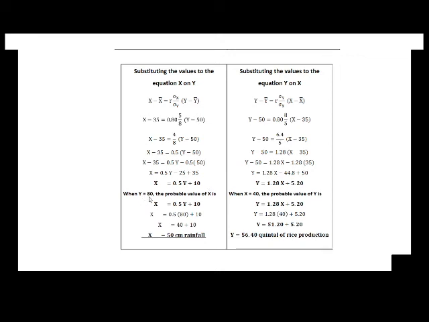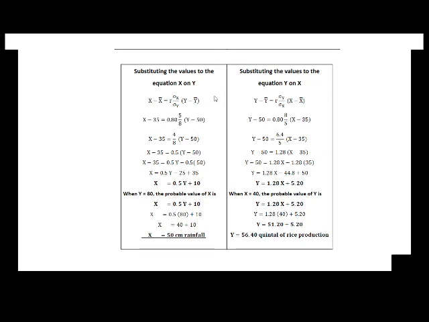When y is equal to 80, that means the rice production in quintal is 80, the probable value of x is found as follows. X is equal to 0.5y plus 10. X is equal to 0.5, the value of y is already given in the problem, 80, plus 10. X is equal to 40 plus 10. That means x is equal to 50 centimeter rainfall. Whenever the rice production is 80, the rainfall is 50 centimeter.